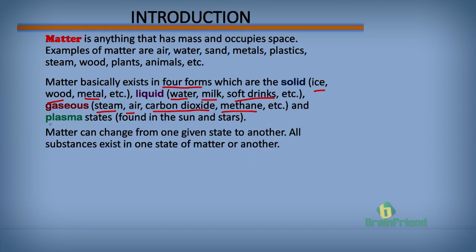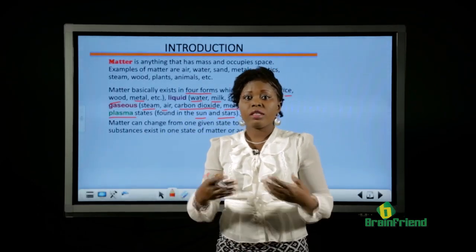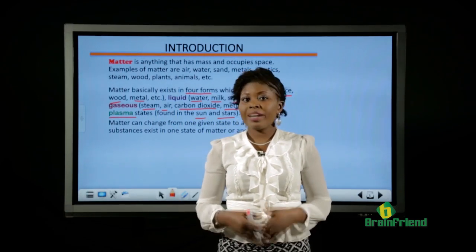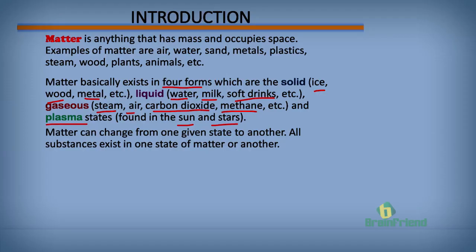And we also have the plasma state of matter. This one is found in the sun and in stars. Now, matter can change from one given state to another, all right? So this tells us that matter undergoes changes. For example, water can exist in the solid state as ice. It can melt into liquid, and that will be the liquid state of matter. It can also vaporize into steam, and that will be the gaseous state of matter. So you see that some substances can exist in more than one form, as we have shown with water, while some other substances can just exist in one form of matter. But at any given point, a substance must assume only one state of matter. It could be solid, liquid, gaseous, or the plasma state.